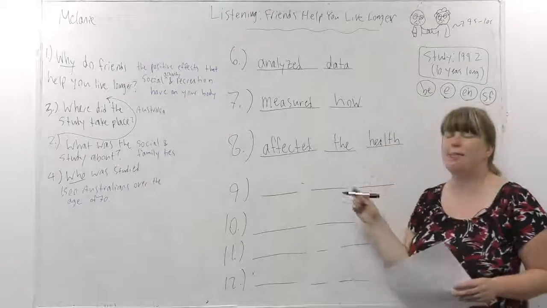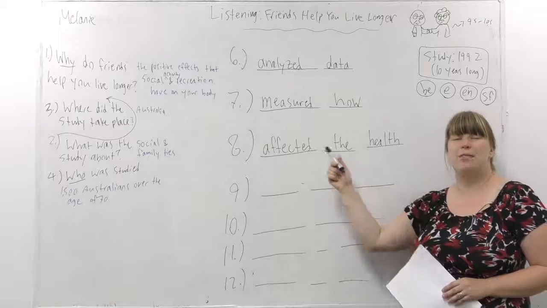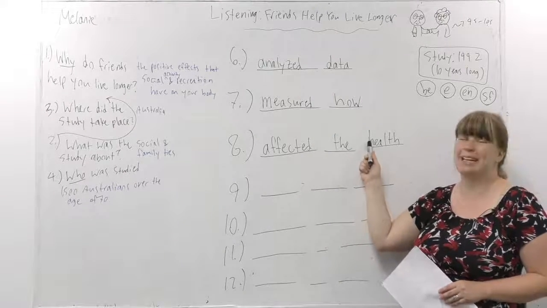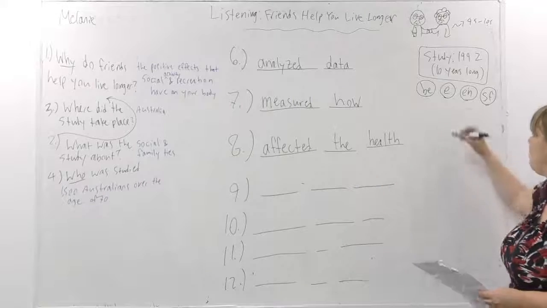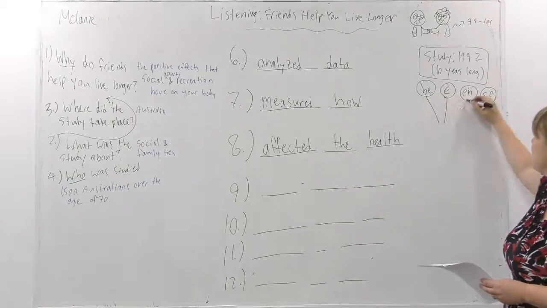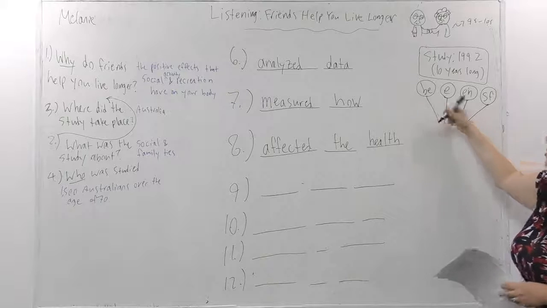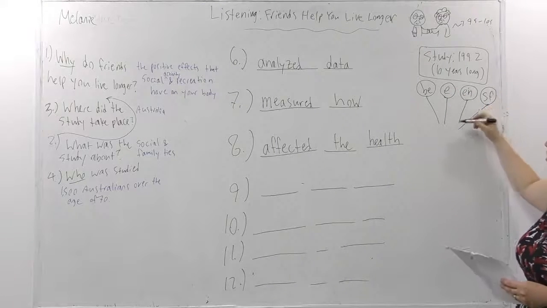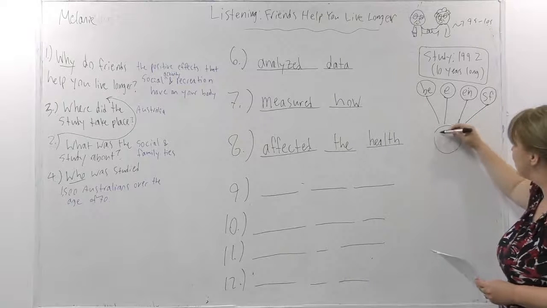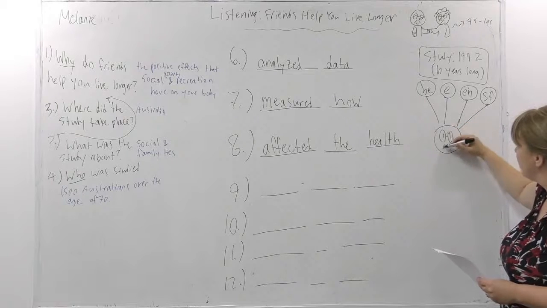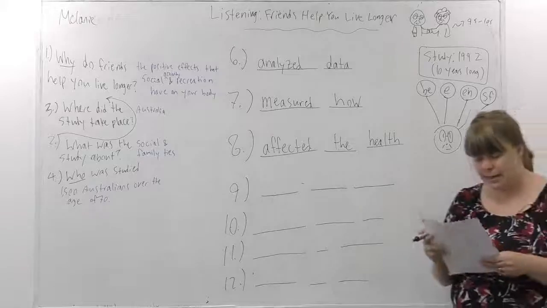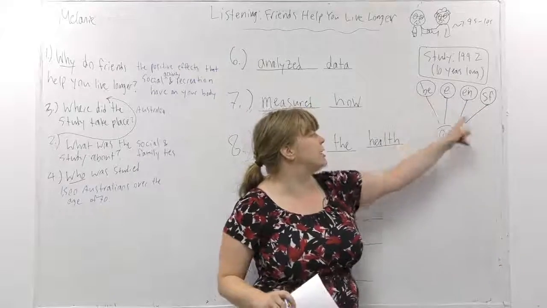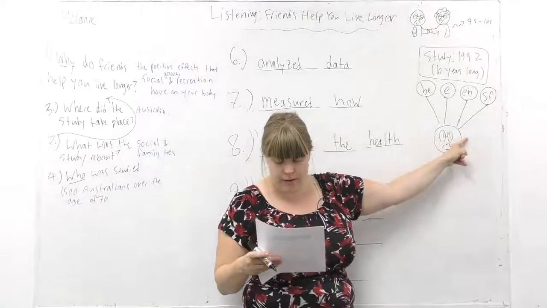So here we have a definite article, because we know what we're talking about. Okay, so the health of who? They studied how these factors, behavioral, economic, environmental, and social factors, affected the health of 70-year-olds. Not just one, but many 70-year-olds. So how do these affect their health?